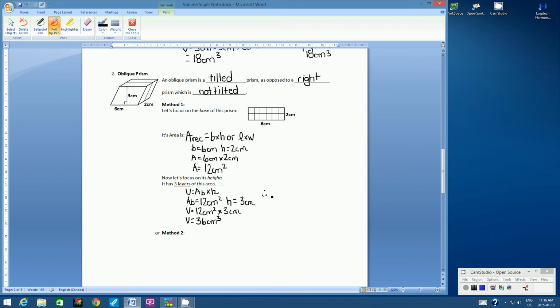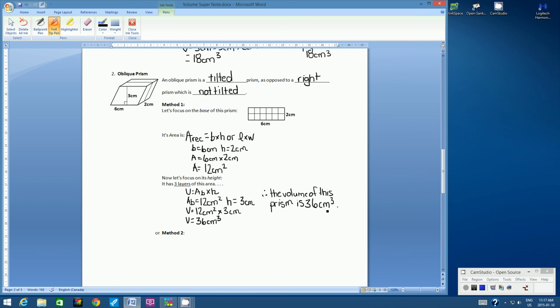So let's write our therefore statement. Therefore, the volume of this prism, we could have called it oblique prism. The volume of this prism is 36 centimeters cubed. Don't forget your units.